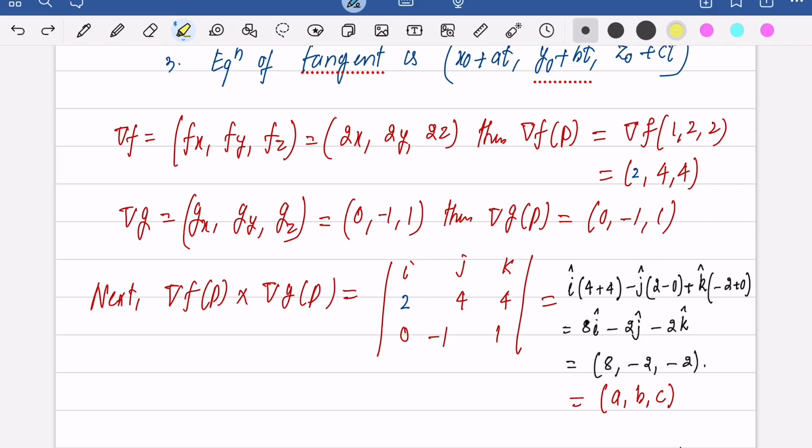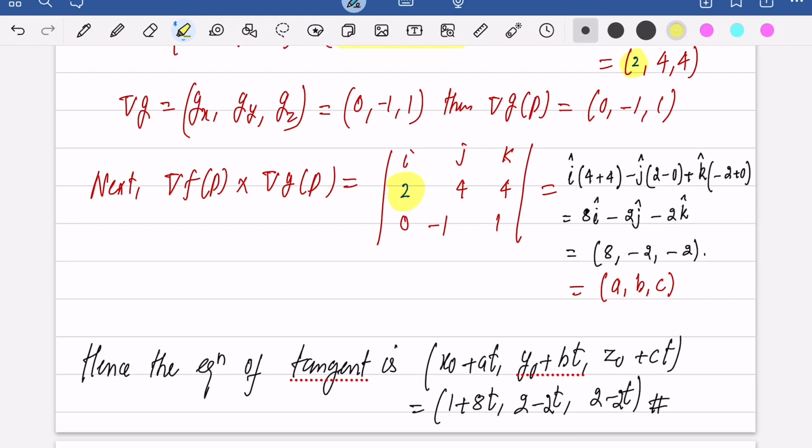The first mistake was here. When we substitute this point (1, 2, 2) in our vector (fx, fy, fz) here, we get the value (2, 4, 4). But we had mistakenly written (1, 4, 4) there. Now that is rectified, so we replace this 1 by 2 here and then compute the determinant, and we get the value 8i minus 2j minus 2k. So our vector for finding the equation of the tangent is (a, b, c), which is (8, -2, -2). Now substituting these values in the equation of a tangent, we obtain the equation of tangent like this.